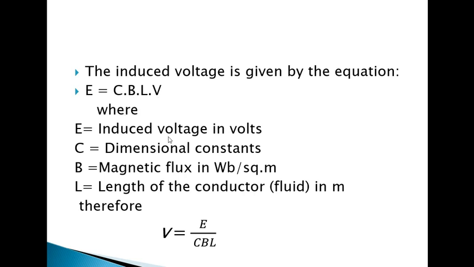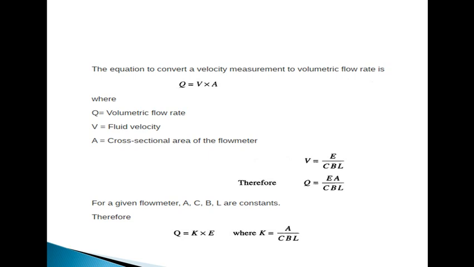E is the induced voltage in volts, C is a dimensional constant, B is the magnetic flux density in Weber per square meter, and L is the length of the conductor in meters, or of the fluid. So V is given by E divided by C × B × L. With the help of this equation, we can convert a velocity measurement to volumetric flow rate. Generally we have to consider the volumetric flow rate.